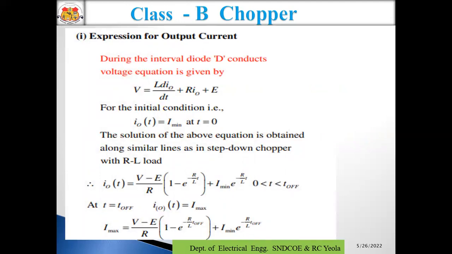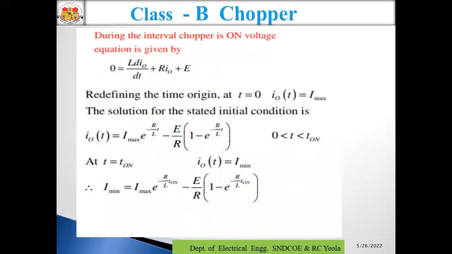Now in this slide, you can see the expressions for output voltage and current. During the interval when diode D conducts, the voltage equation is given by V = L di/dt + Ri + E. For the initial condition, that means i0(t) = I minimum at t = 0. The solution of the above equation is obtained along similar lines as in a step down chopper with RL load. So we can see here the equation for the class B chopper.